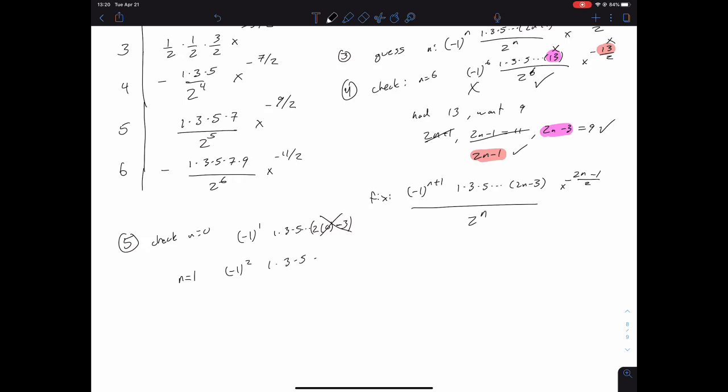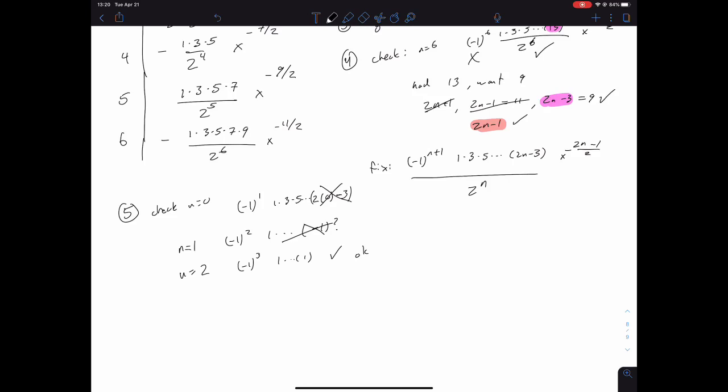This one goes from 1. So it starts at 1 and it goes up to negative 1? No, don't like that. If I plug in n equals 2, then this gives me negative 1 cubed times 1 up to 1. So this just means a 1 on the top, and this is okay. So I need to start at n equals 2, and then pull off 2 terms.